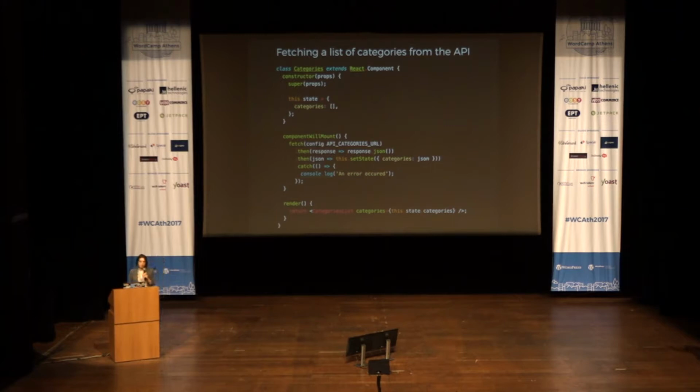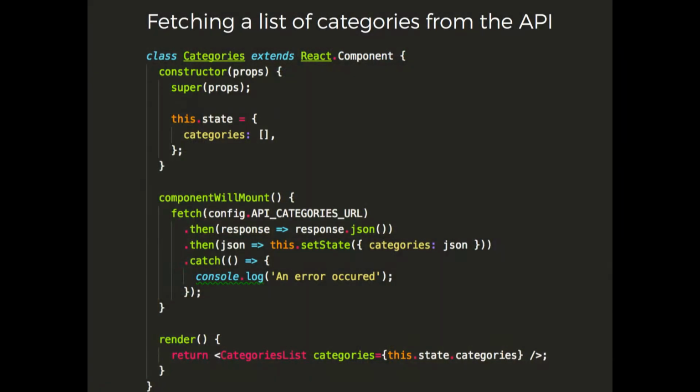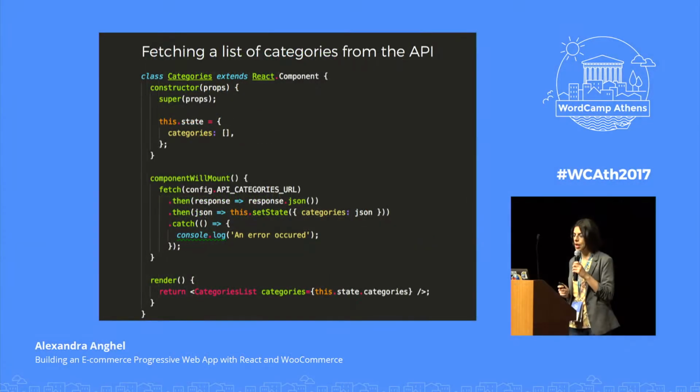Here we have an example of a custom React component called categories. The purpose of this component is to read the categories data from the API, and afterwards render a categories list. In the constructor method, we initialize the state of the component by using an empty list of categories. Afterwards, in the componentWillMount method that is automatically called by React before render, we make a call to the API to fetch the categories data. Once we get back a response, we write the categories data to the component state.